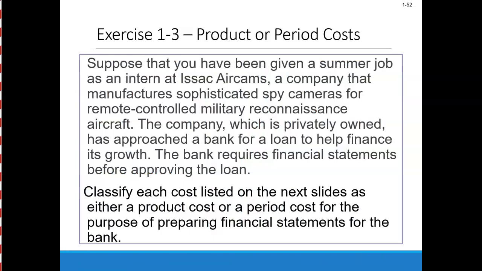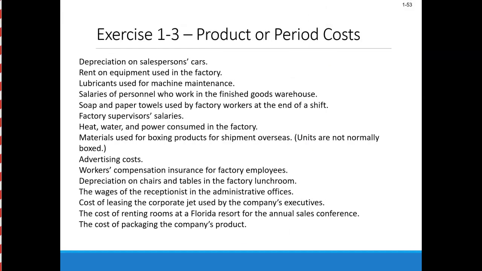Now, let's look at this. Suppose you've been given a summer job as an intern at Isaac Aircams, a company that manufactures sophisticated spy cameras for remote-controlled military reconnaissance aircraft. The company, which is privately owned, has approached a bank for a loan to help finance its growth. The bank requires financial statements before approving the loan. Classify each cost listed on the next slides as either a product cost or a period cost for the purpose of preparing financial statements. So I'm going to give you like 2 minutes. Look at these and tell me what you think.